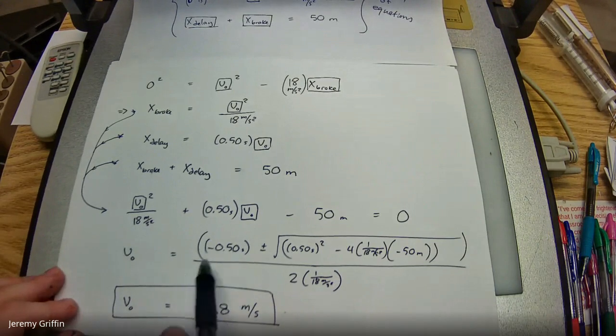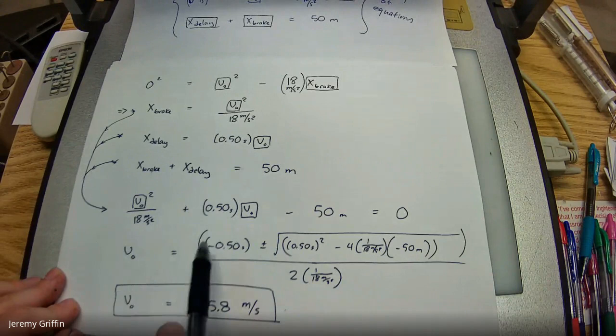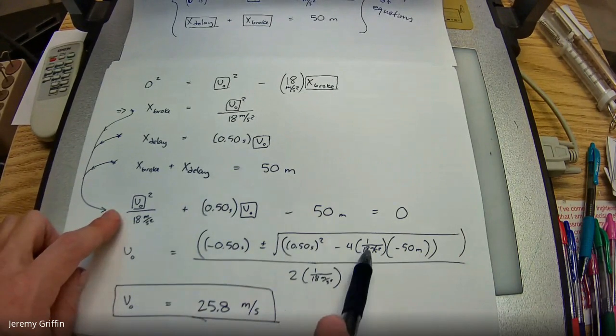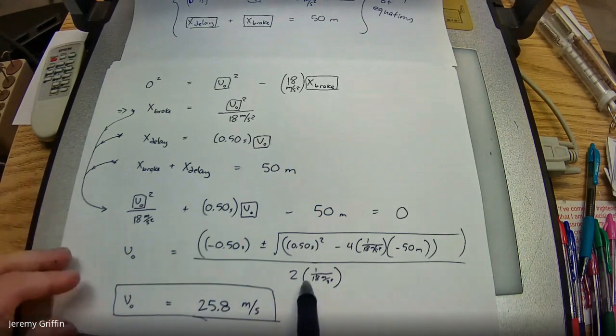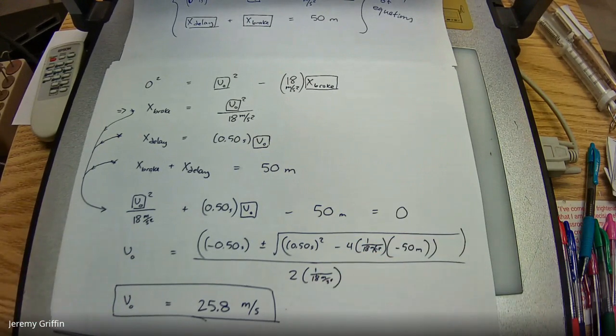Run the quadratic formula: v naught equals negative b plus or minus the square root of b squared minus 4ac, where a is 1/18 and c is negative 50. Keep all your signs up. All divided by 2a, which comes out to 25.8 meters per second with the numbers that they gave you.